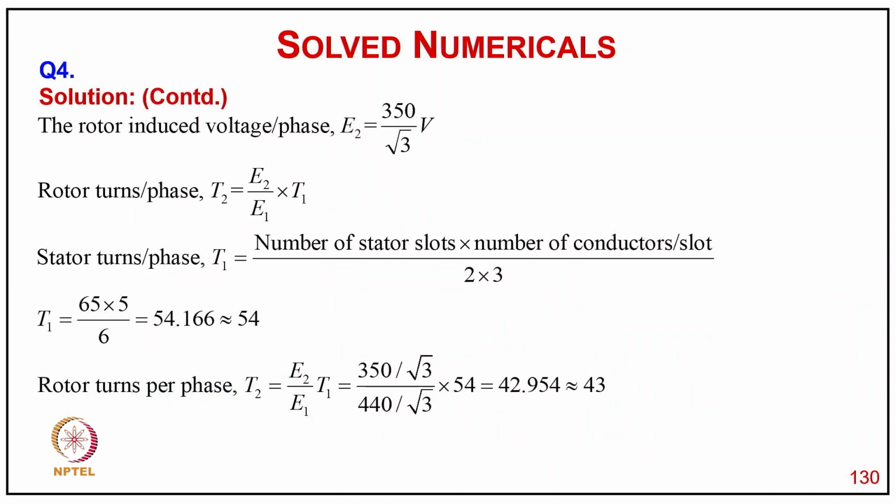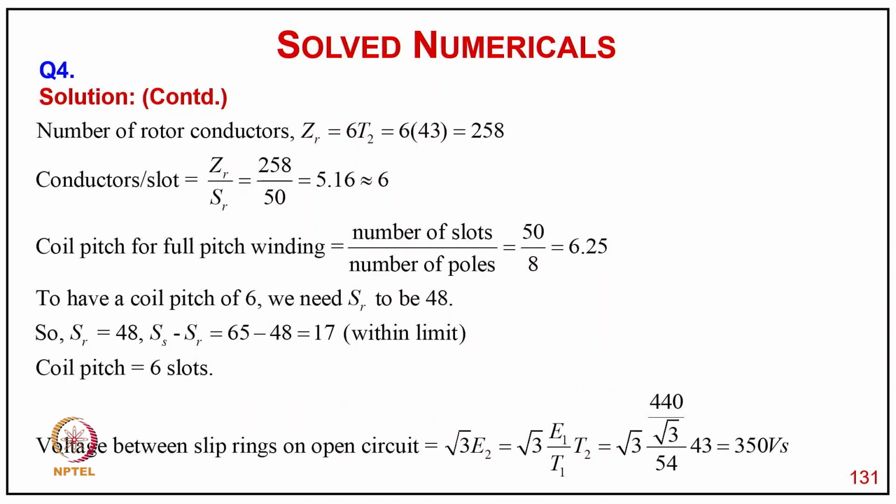So now the rotor induced voltage will be E2 equal to 350 by root 3. Rotor turns per phase T2 is E2 upon E1 into T1, and the stator turns per phase is the number of stator slots into number of conductors per slot, divided by 2 into 3. So T1 comes 65 into 5 by 6, that comes around 54.10. So you can round it up to 54, and from this relation T2 comes around 43 turns. Now the total number of rotor conductors Z2 equal to 6 into T2 comes 258, and conductors per slot is Z2 upon SR, that comes around 6. For full pitch winding, the number of slots per pole is 50 upon 8, that's 6.25.